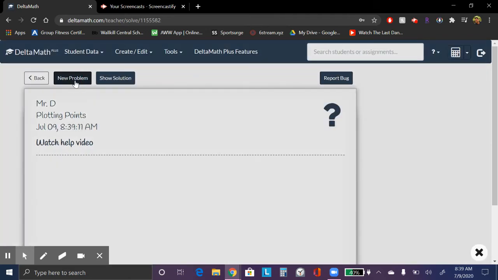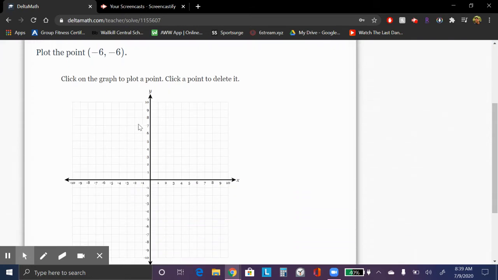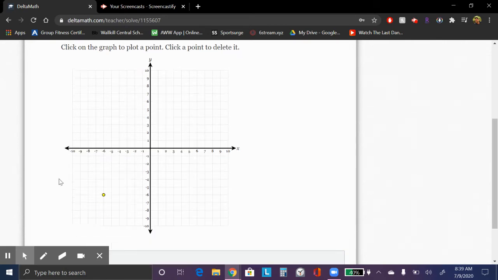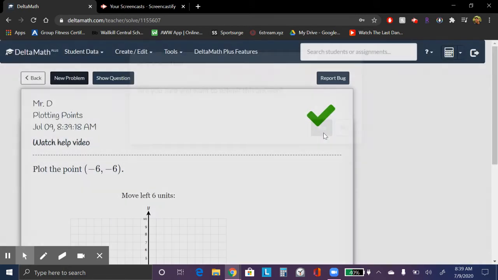And let's do one more. (-6, -6). I wanted to do a double negative again in the third quadrant. So that means I go left 6, down 6. Click there, hit submit, and we are done with that.